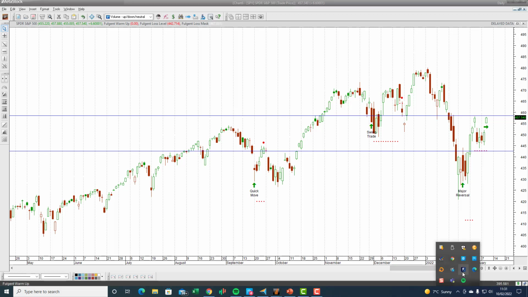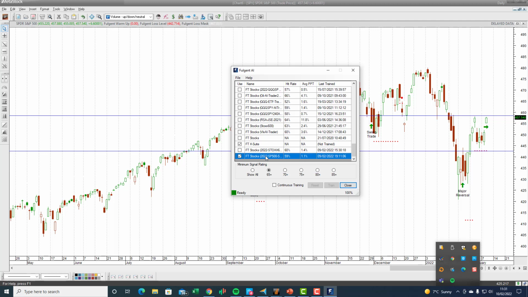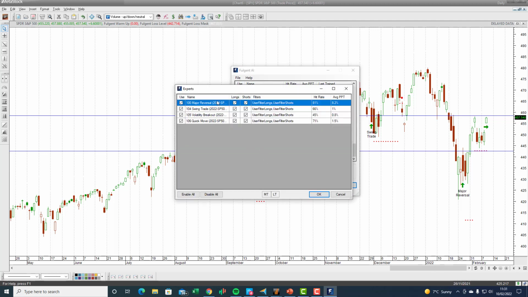Now, interesting to note, when I did the AI training on the ETFs, this is the trading statistic. The major market reversal strategy is on average 81% accurate, with an average profit per trade of 8.2% over the testing period. Now, we went back more than 10,000 trading days. The swing trade strategy is more than 66% accurate. We also tested it over the last 10,000 trading days. Volatility breakout, 45% accurate on average, with 0.8% average profit per trade. And the quick 3-day move is 71% accurate. Now, this quick move is you're in on day 1 and you're out on the 3rd or 4th day.